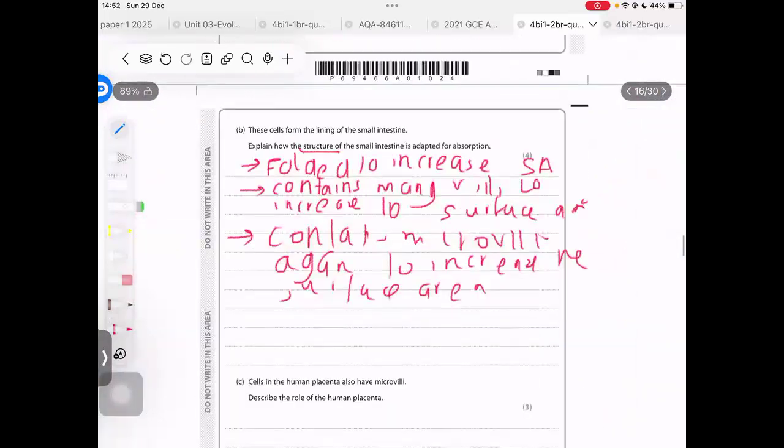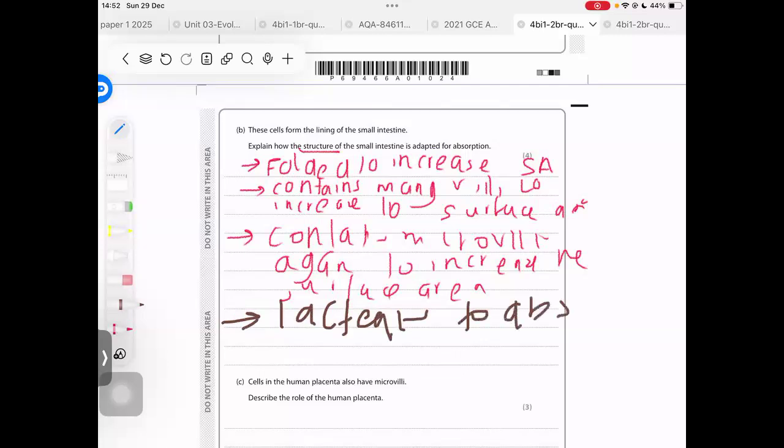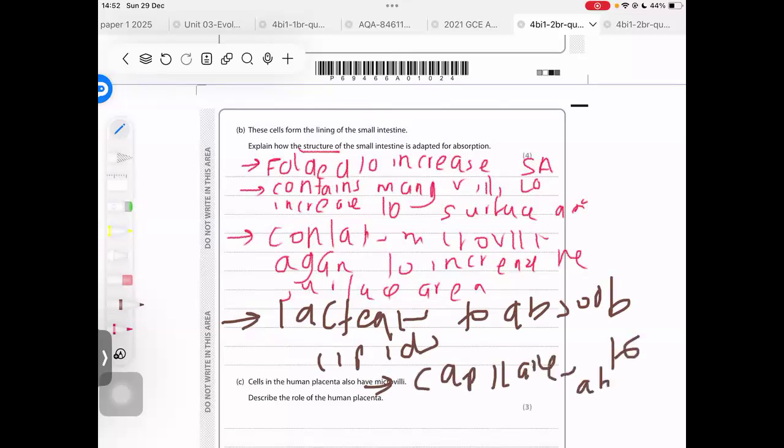So you can write down, they contain lacteals to absorb lipid. They're asking what the structures in the small intestine adapted for absorption are. You can say lacteals are there inside the villus in order to absorb the lipids. And they have blood capillaries to absorb glucose and amino acids. And what else? Can you see?